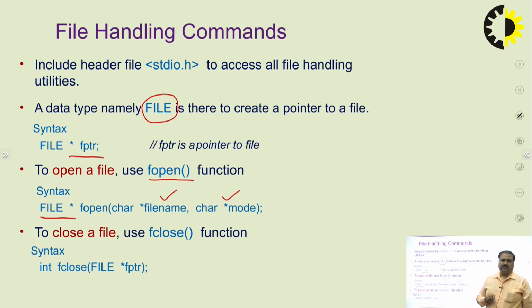fclose is a function to close the file. That means the locks on the file will be released and the pointer will no longer refer to that file. So this is the form of fclose. We pass the file pointer as an argument and it returns an integer value.